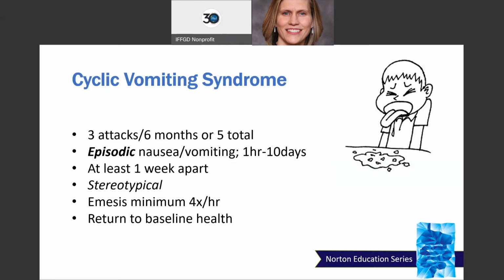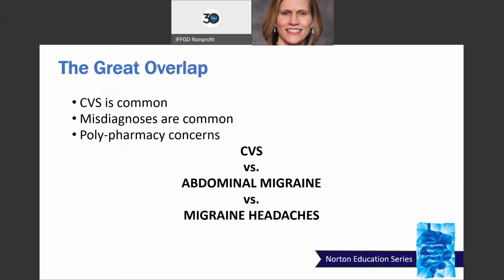And I want to briefly talk about cyclic vomiting syndrome. These are vomiting attacks that occur in episodes of nausea and vomiting, disabling episodes that last maybe a few hours to several days. Ten days is unusual, but thought to be the upper spectrum. They occur at least one week apart. They're very stereotypical. They're migraine disorders and have similar triggers to migraines. You vomit multiple times per hour, and then you return to baseline health again.